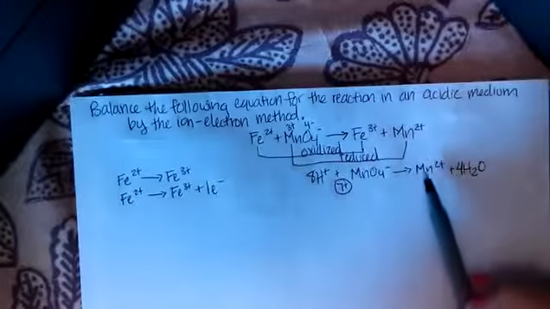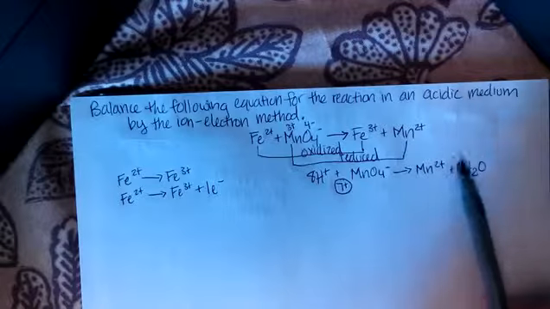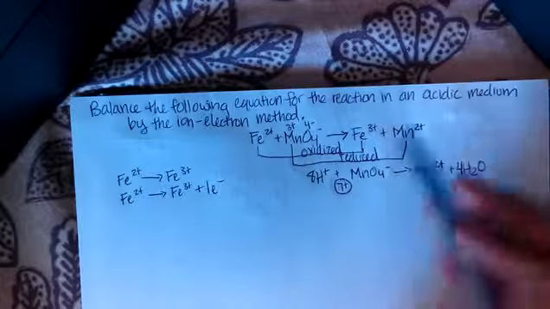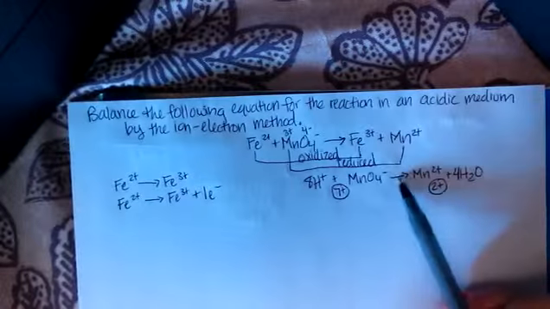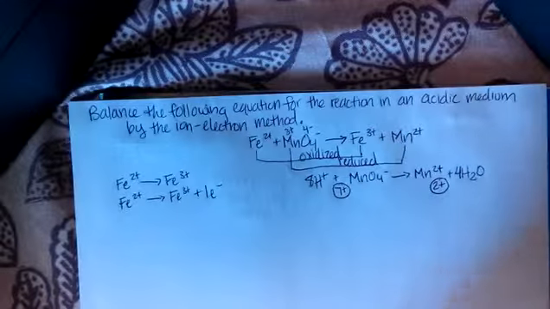Circle it. Now let's look at this side. Okay, water's neutral, no charge. Mn2 plus. So there's a 2 plus charge on this side total. So again, imagine the equal sign. You need your reactant and product charges to be equal.